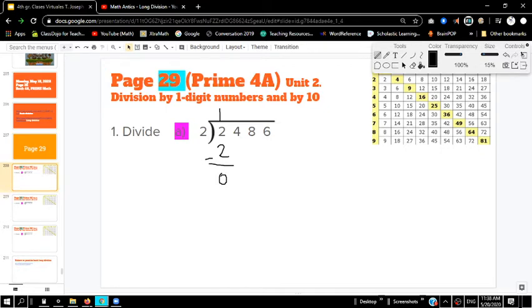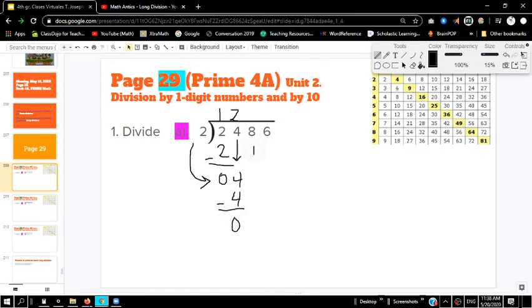I'm going to bring a copy of that number down, and I'm going to ask, how many times does 2 go into 4? Well, 2 times 2 is 4. So 2 goes in my answer blank, and 4 goes on the bottom. Now I subtract, just like my first step. 4 minus 4 is 0.